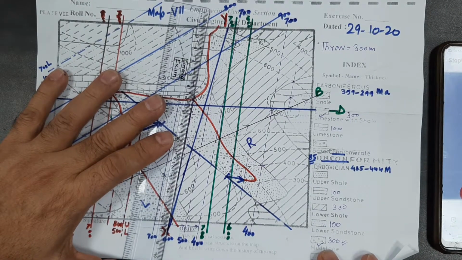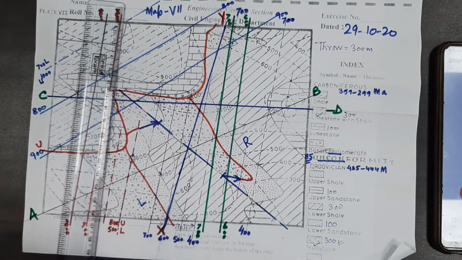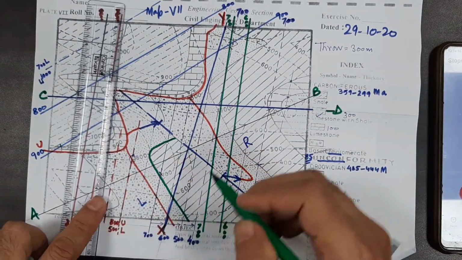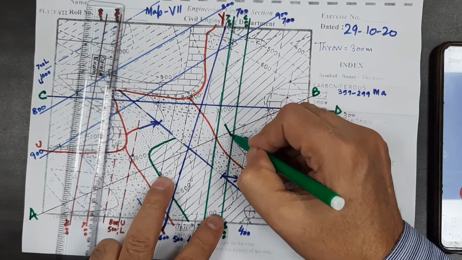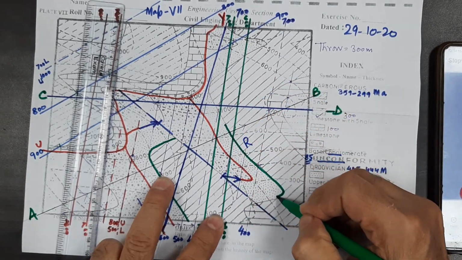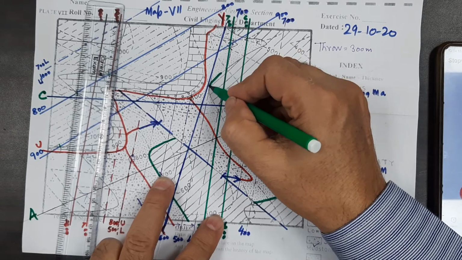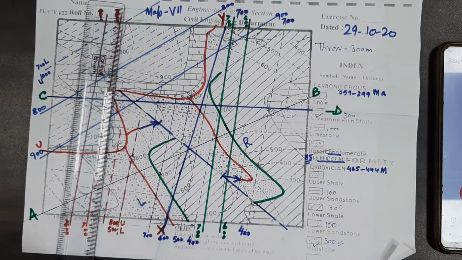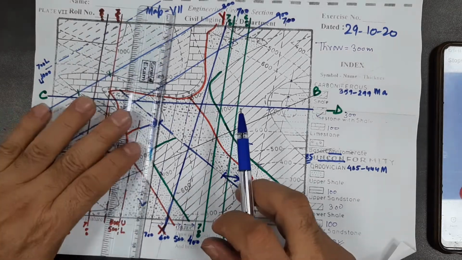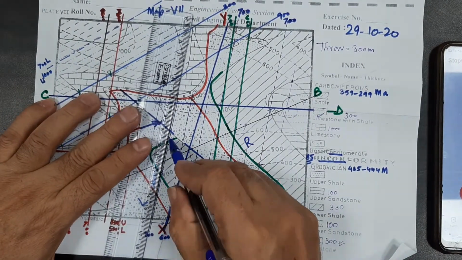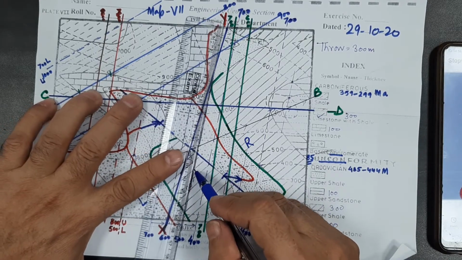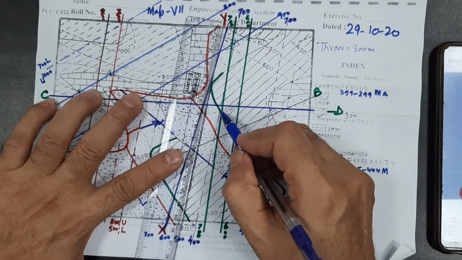Hope you have understood this point. I have taken this contact. Now I will take another contact, this one which is here. I will draw strike lines and reach this contact. See here, same method. This is the 700 strike line, this is 600, this is 500. I have reached up to this place, I have to reach here.